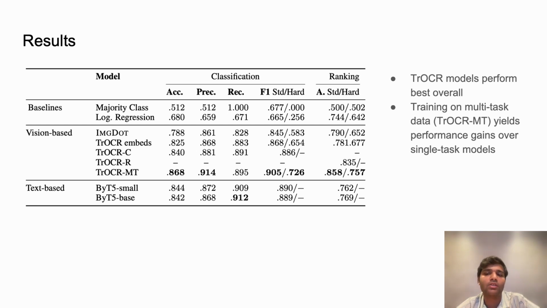Now, interestingly, we also see that ByT5 performance is competitive, which is interesting because ByT5 is a text-only model and never sees the actual shape of the characters, implying it learned something about visual similarity just from the pre-training corpus.